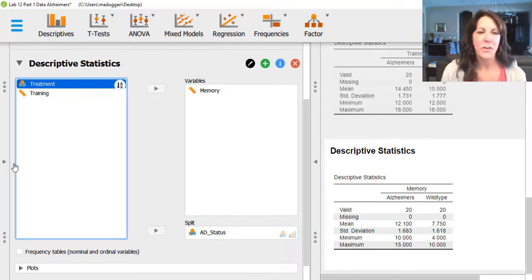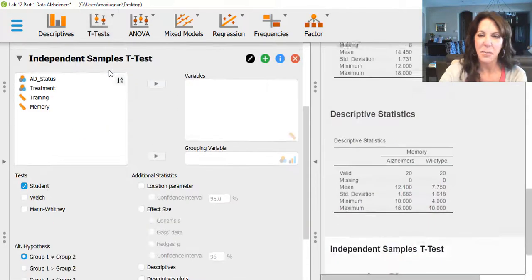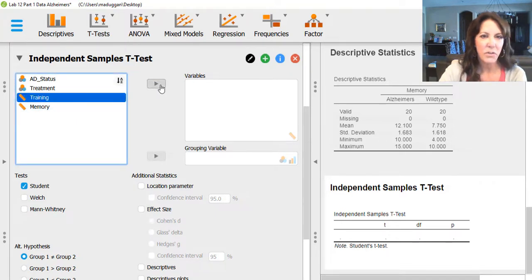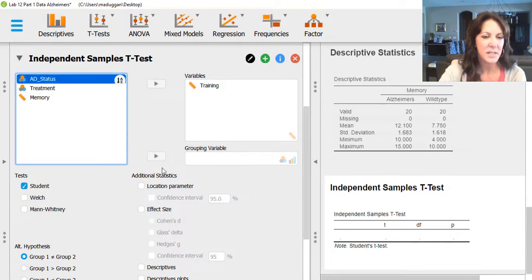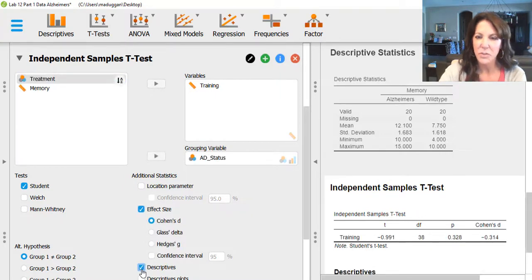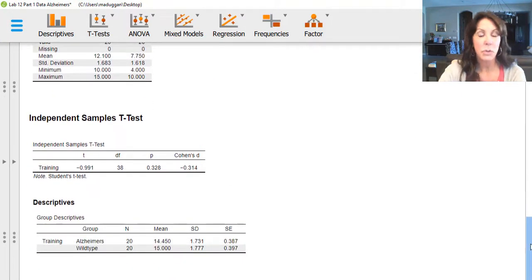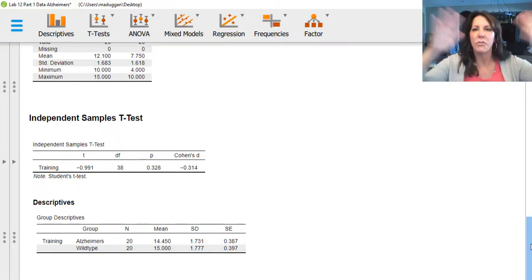Before we get to our ANOVA, what we're going to do next is some independent samples t-tests, because you are asked to compare the training day scores based on the Alzheimer's disease status using an independent samples t-test. So I'm going to come up to t-test and click on independent samples, and I'm going to move the training day scores over to the variables and the Alzheimer's disease status to the grouping variable. I'll click on effect size. I'm going to click on descriptives too.